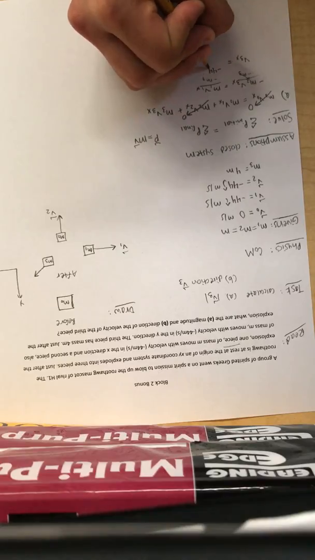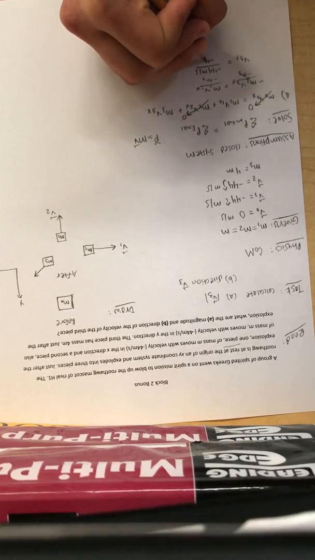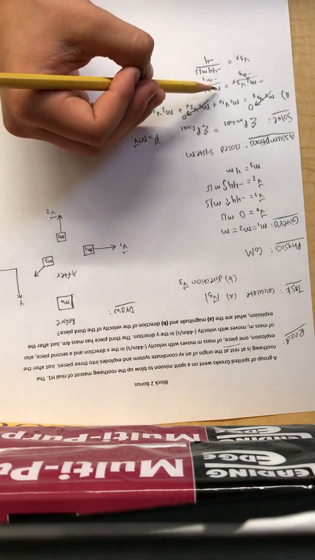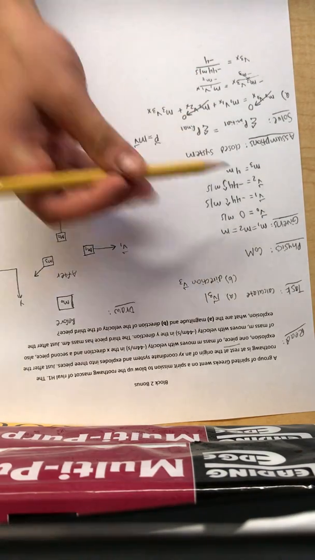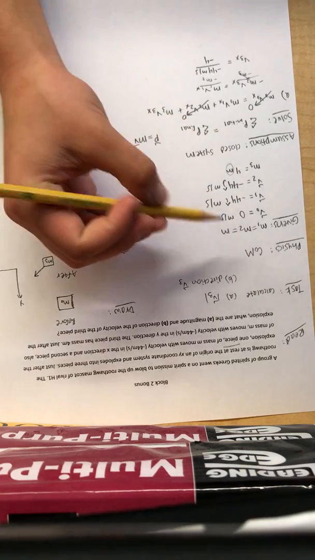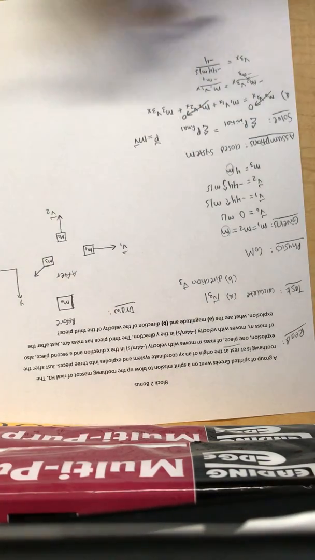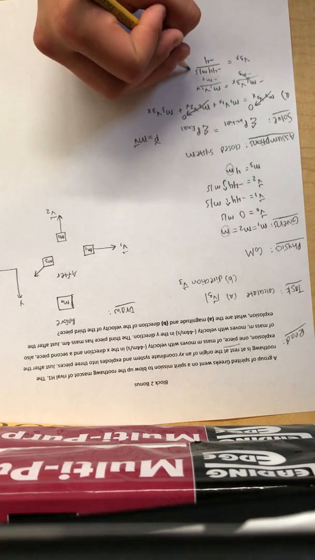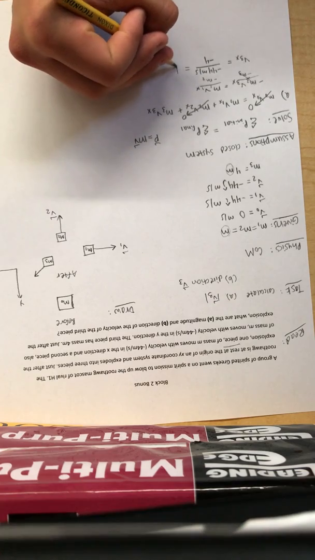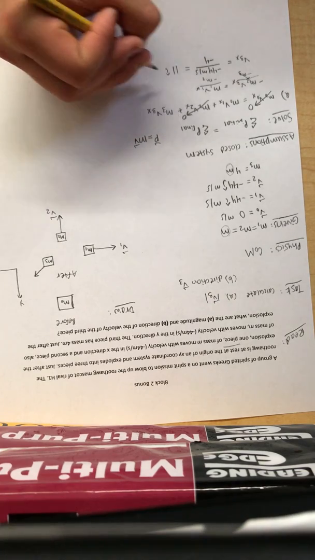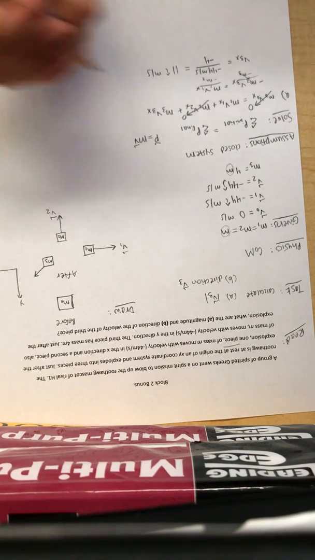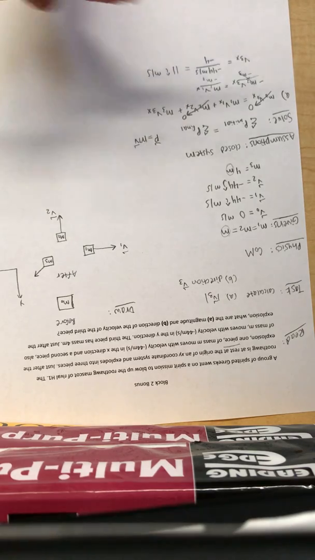negative 44 meters per second over negative 4. And the m's cancel out because it's going to be m here and m here. So those will just cancel out. And can't forget about these negatives too, because these negatives are going to cancel out as well. And this is going to equal 11 meters per second in the i direction, I guess x direction.